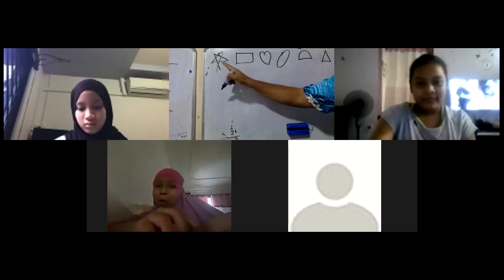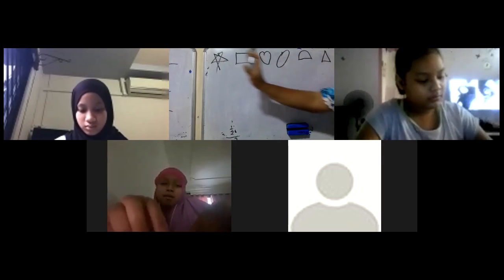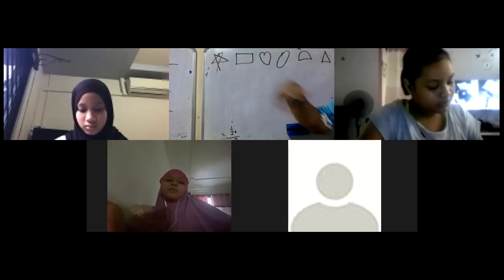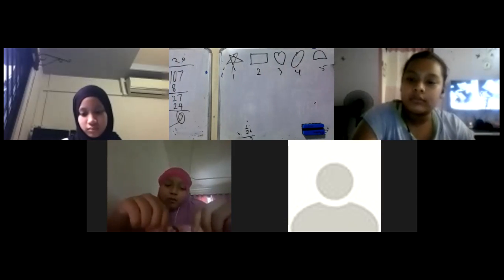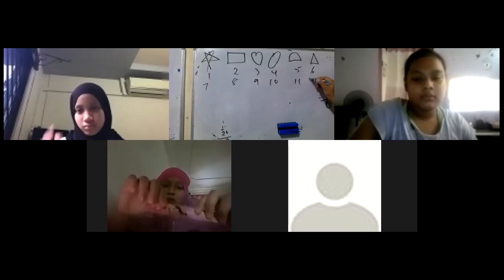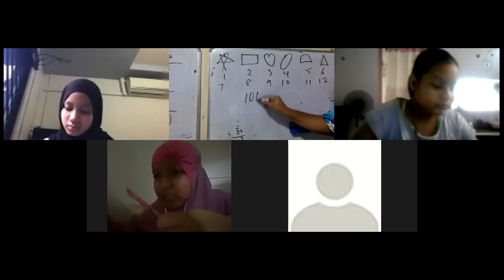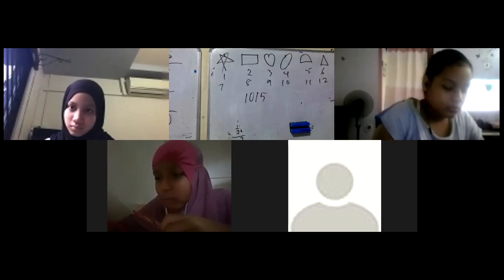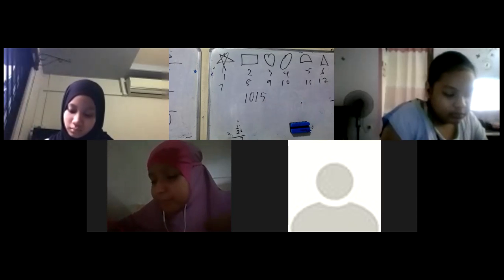So the first one is always star, then this one, then this one, and it continues that way until millions and millions. So this is position 1, position 2, 3, 4, 5, 6, position 7, 8, 9, 10, 11, 12. I want to know what is position number 1015. What shape?